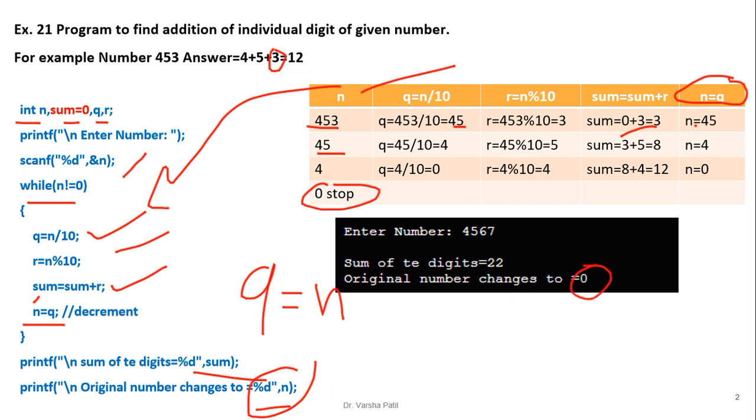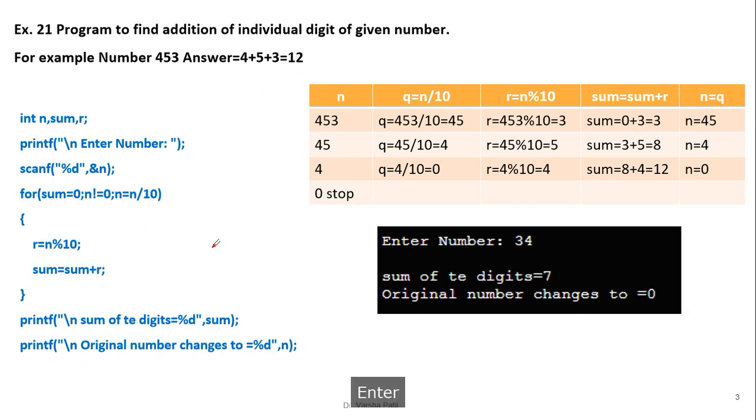That is because n continuously changes from 453 to 45, 45 to 4, to 0. Now we want to write the same program with a for loop. What will be the change? Here there is no need to initialize n, because n is already entered. Now initialize sum equal to 0, while n is not equal to 0, and this is our decrement operation. Here quotient is also not required, because we directly write n is equal to n by 10. So in the loop only the statements remainder and sum equal to sum plus r will come.